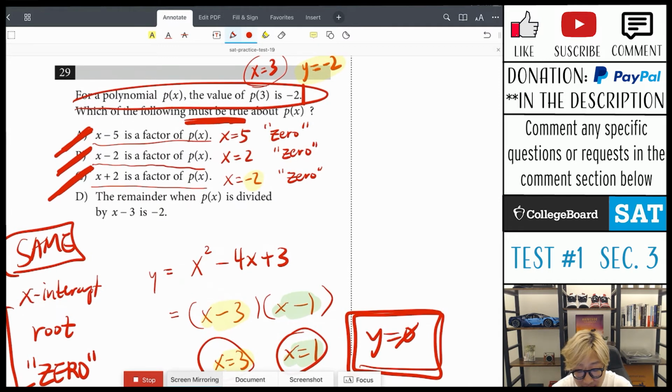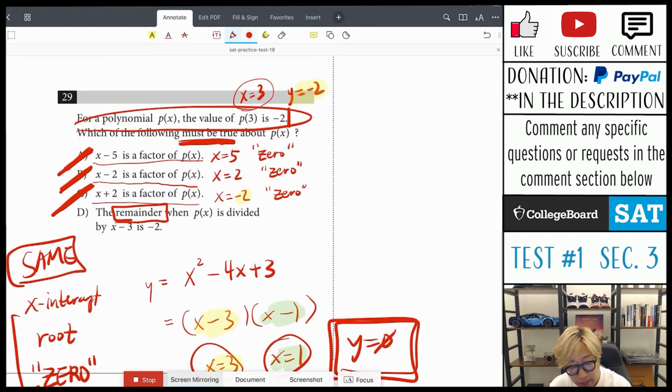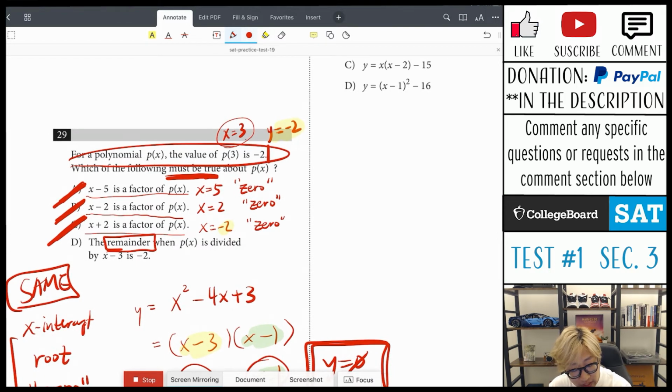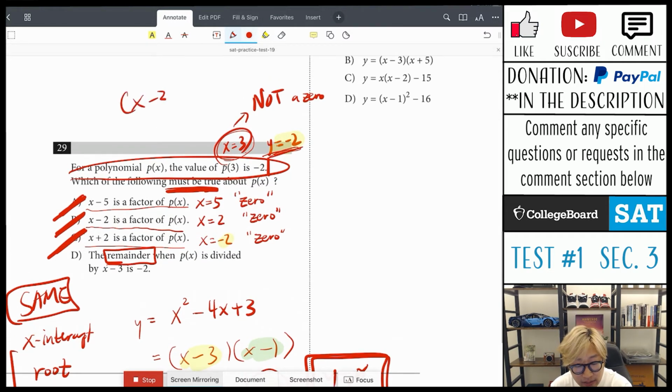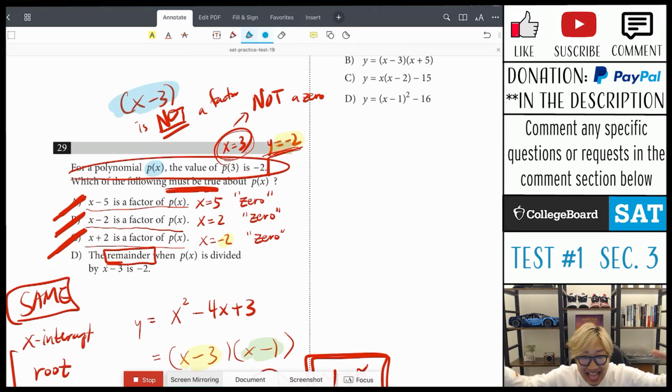The remainder when p of x is divided by x minus 3 is negative 2. First of all, don't try to understand everything, but take a look. The fact that x is equal to 3 and y is equal to negative 2 means 3 is not a 0, which means x minus 3 is not a factor. So what can I say? Well, if you try to divide this p of x by x minus 3, knowing that it is not a factor, that means it better not divide nicely. And what does not dividing nicely mean? It means it's going to have a remainder.